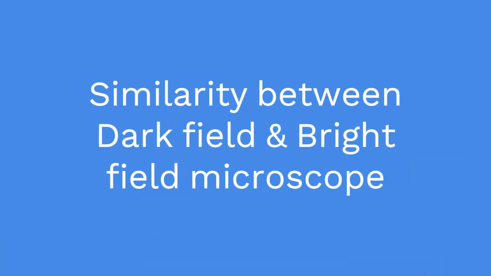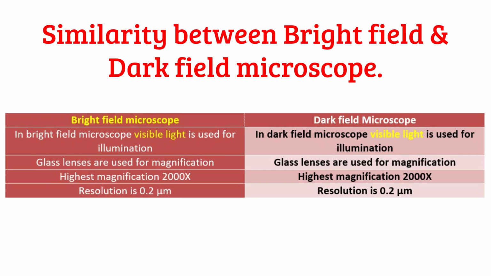Now let's check the similarity between the Brightfield microscope and the darkfield microscope. In both cases, visible light is used to illuminate the object. Magnification is achieved using glass lenses, and the highest magnification is 100x for the objective lens and 20x for the eyepiece. The resolving power is 0.2 micron like all other light microscopes.